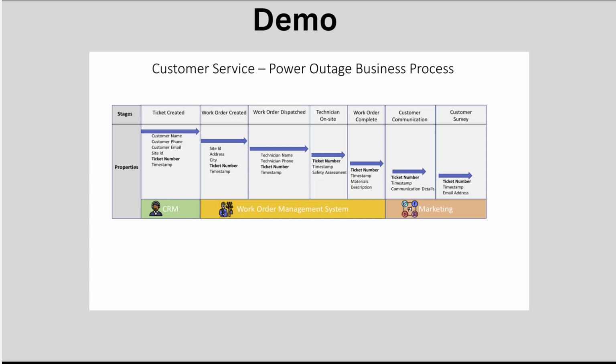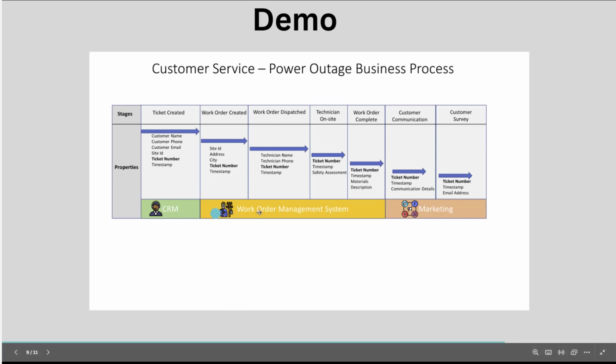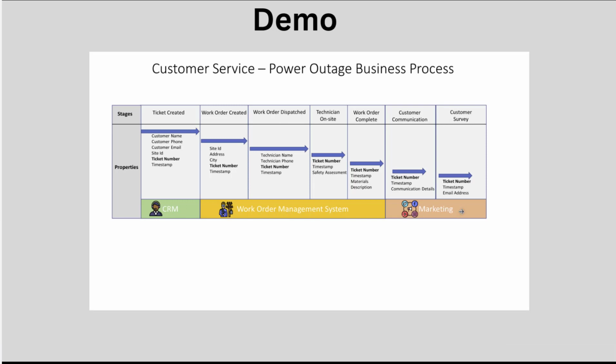I wanted to give a little bit of context about the demo. So this is a scenario that's inspired by one of our customers, and they're a utility company, and they want to orchestrate their business process across multiple different systems. So we've got a CRM system, we've got a work order management system, we've got a marketing or a customer communication system. These are the individual stages we have: ticket created, work order created, etc. And this is the tracking data that we want to go ahead and track at each of those particular stages.